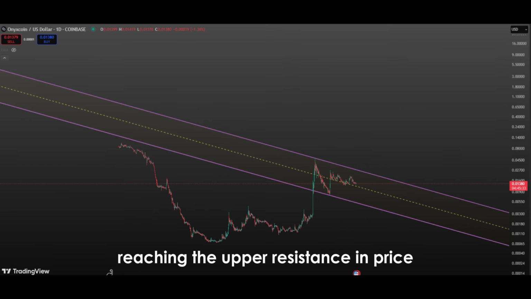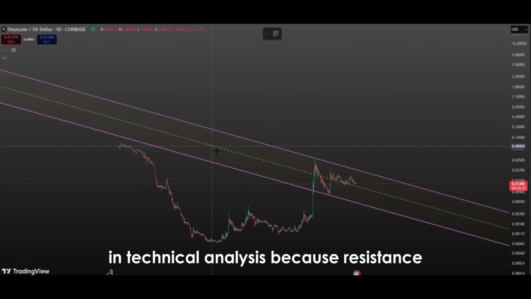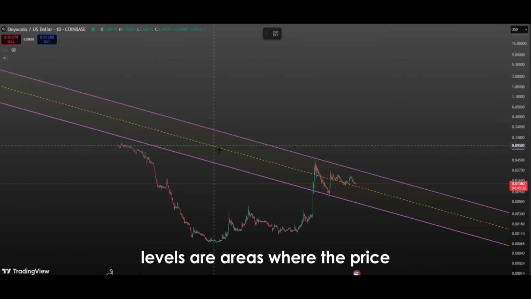Reaching the upper resistance in price is a highly critical situation in technical analysis because resistance levels are areas where the price has struggled to break through in the past and where selling pressure typically intensifies. In the scenario you mentioned, the fact that this upper resistance level corresponds to 10 cents as a price target makes it significant from both a psychological and technical perspective.